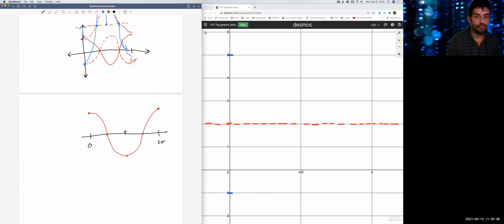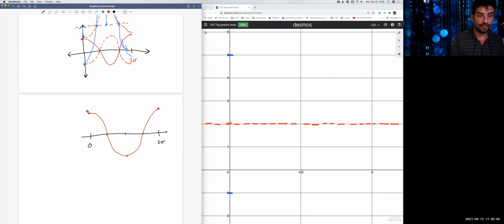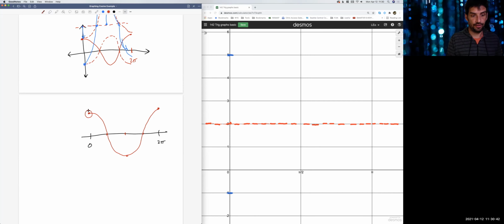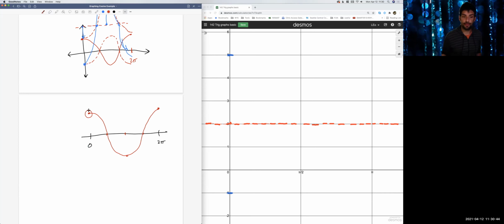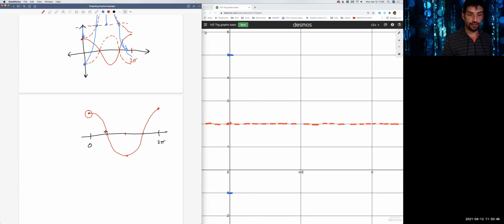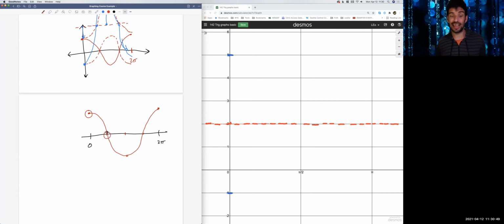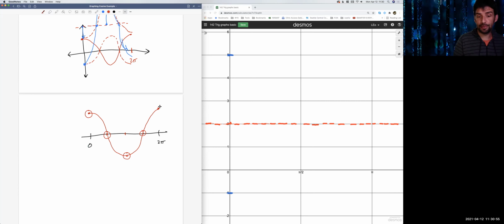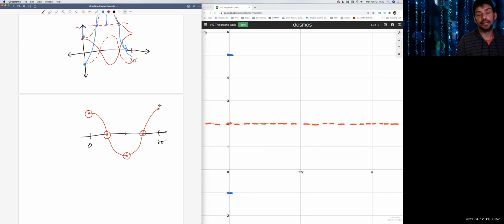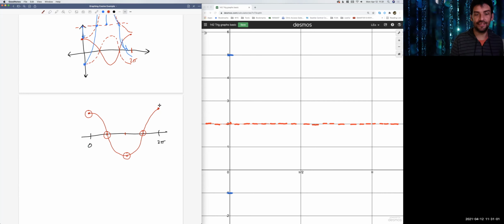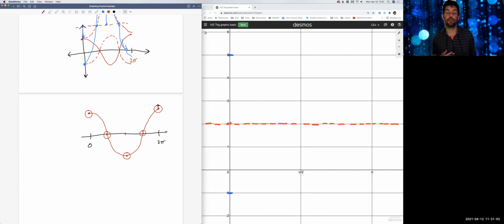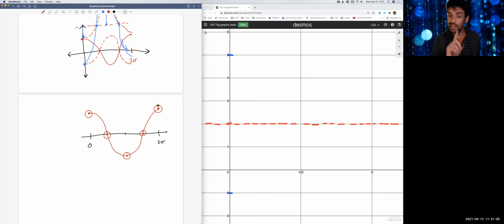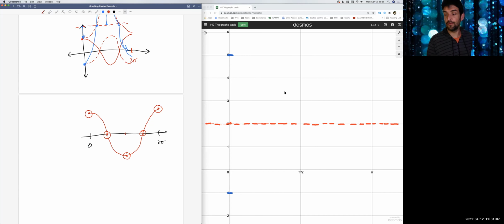Notice that there are five significant points. There's the beginning of the period, which is at a maximum. A quarter of the way through, it's at the midline. Halfway through, we're at a minimum. Three-quarters of the way through the period, we're at the midline, and then at the end of the period, we're back to the maximum. I like to think about these five points.